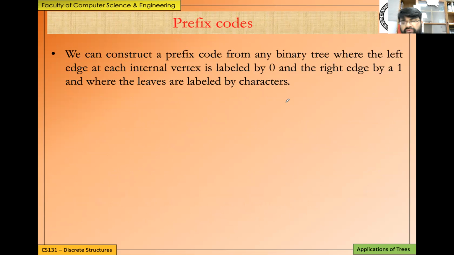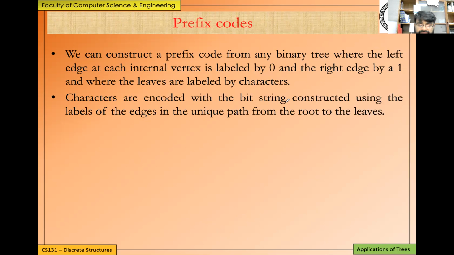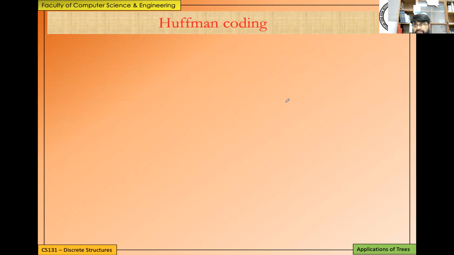So we can construct a prefix code from any binary tree where the left edge at each internal vertex is labeled by 0 and the right edge by 1, and where the leaves are labeled by characters. So you can actually do that easily, where each leaf is a character, each left edge is labeled by a 0, and each right edge is labeled by a 1. So characters are encoded with the bit string constructed using the labels of the edges in the unique path from the root to the leaf.